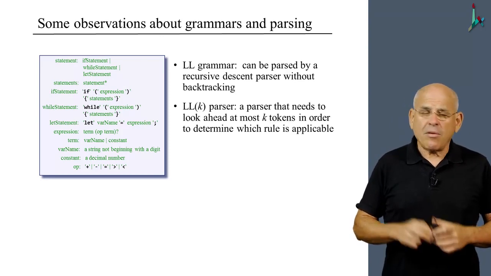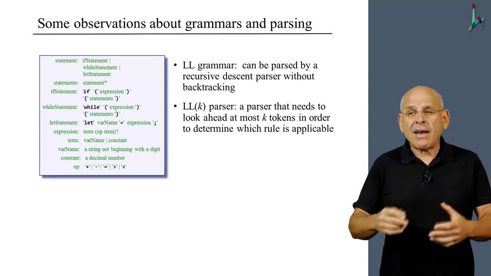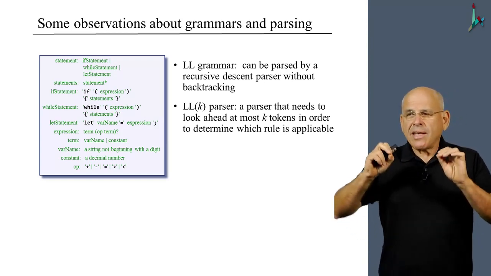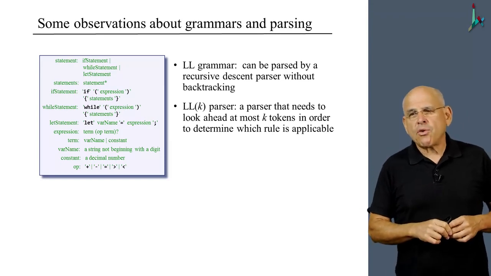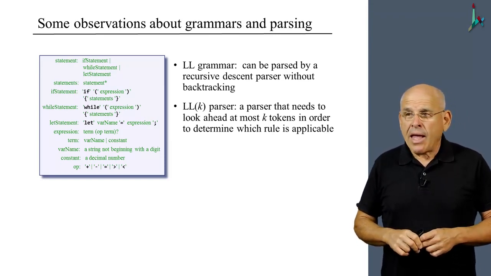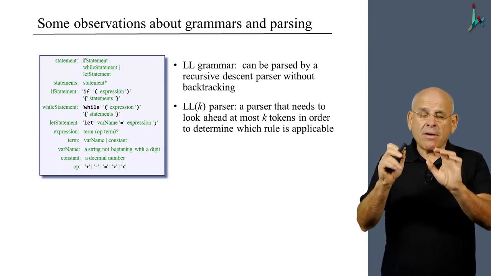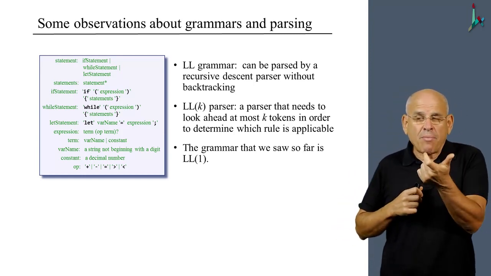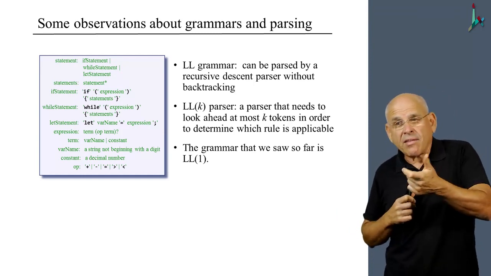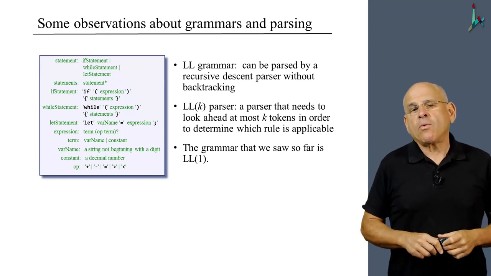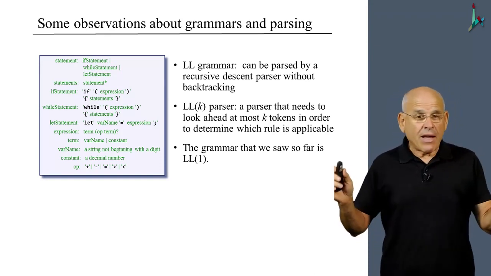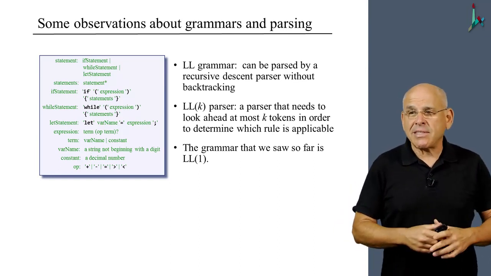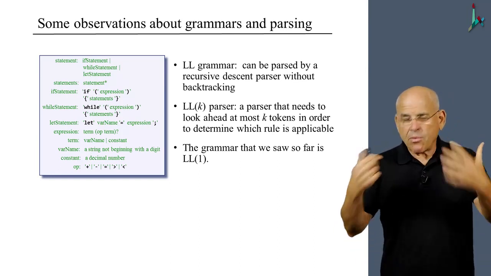The next terminology that I would like to present is LLK. Now, an LLK parser is an LL parser in which you have to look ahead at most K tokens before you know which rule you are dealing with. And luckily, the grammar that we saw so far was LL1. And it's LL1 in the sense that once I have a particular token in my hand, like while or let or do, I immediately know which rule I have to invoke. And I don't have to backtrack later on. So if a grammar is LL1, then once again it lends itself to parsers which are relatively easy to write.